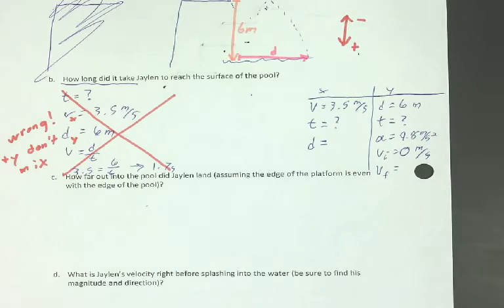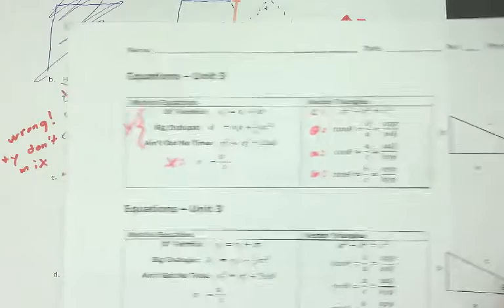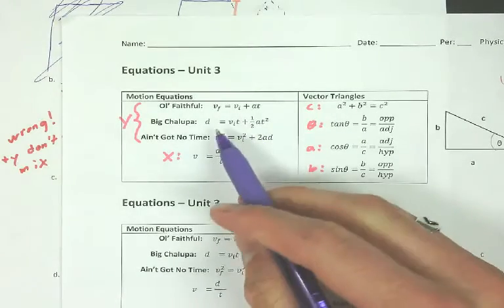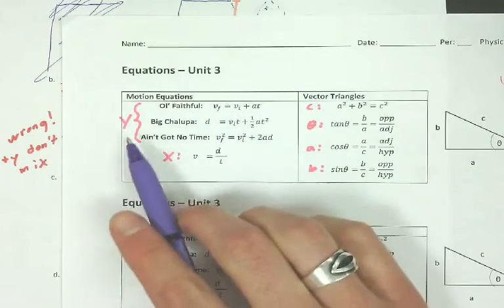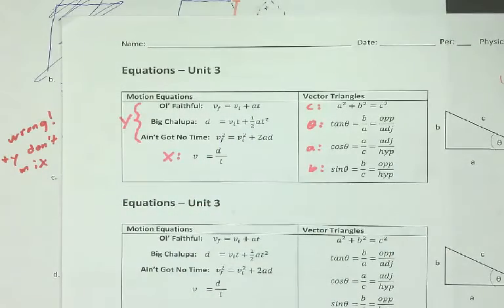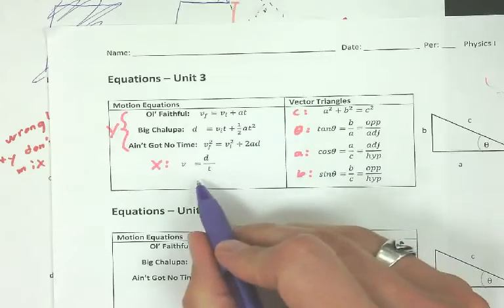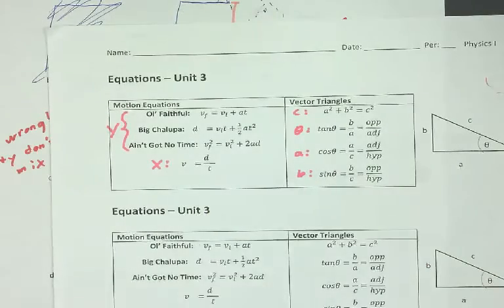So I'm looking at my equations here. And you'll notice that I identified a couple of things in the equations. For example, I identified that Old Faithful, Big Chalupa, Ain't Got No Time are all y direction equations. And that's because they're free fall. Whereas the x direction is constant, so we're just using v equals d over t.